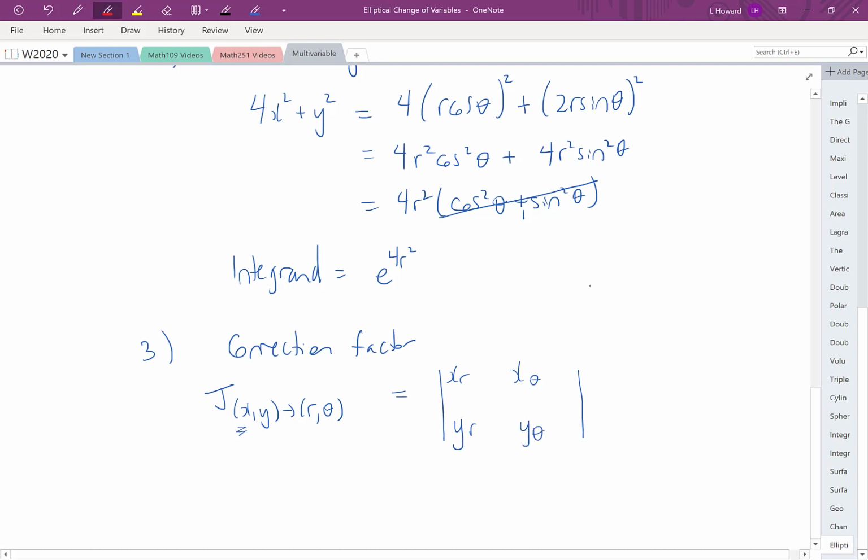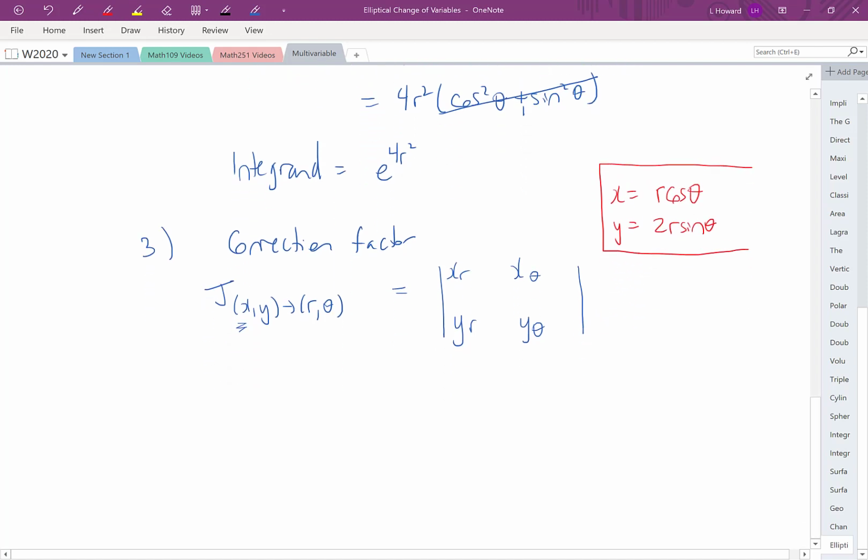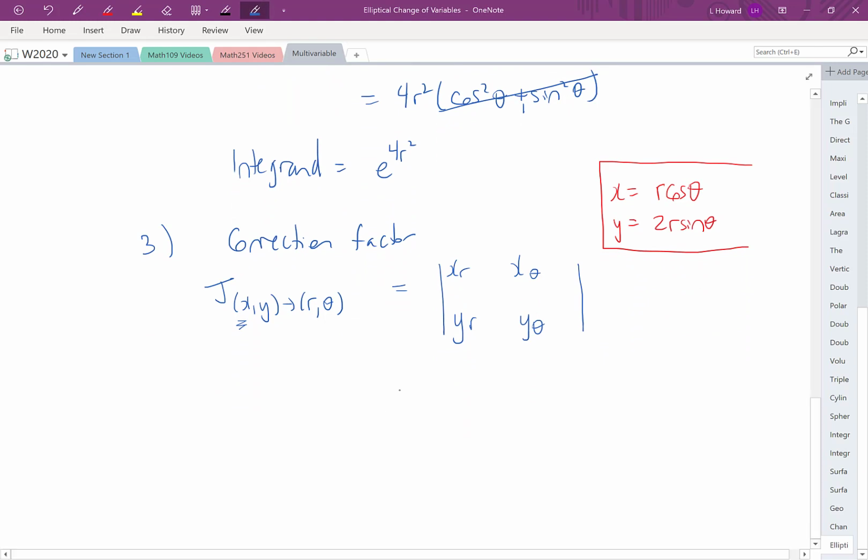Okay, so I'll do a little bit of writing on the side just to remind us what x and y are so that we don't need to keep scrolling back. So we said x was going to be r cos theta, and we said y was going to be 2r sine theta. So we've got that in front of us, and let's calculate our determinant. So x sub r is going to be cos theta, x sub theta is minus r sine theta, and then for the partials with respect to y, 2 sine theta and 2r cos theta.